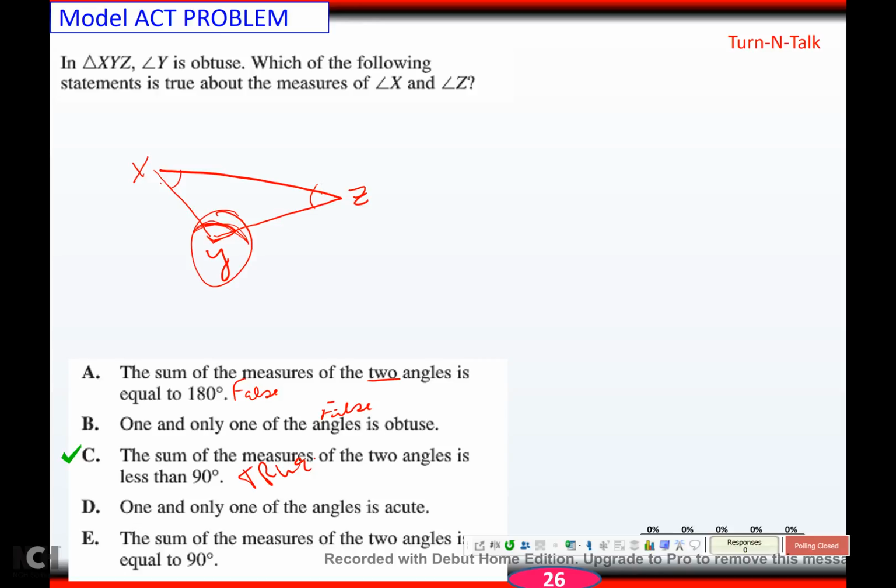D, one and only one of the angles is acute. Again, that's false, because if Y is obtuse, then these two both have to be acute. A triangle can only have at most one obtuse angle in it. And then E, the sum of the measures of the two angles is equal to 90 degrees. No, that can't be true either, because Y is obtuse, which means more than 90. If these equaled exactly 90, then that would have to be exactly 90, and it's not because it's obtuse. So that is also false.